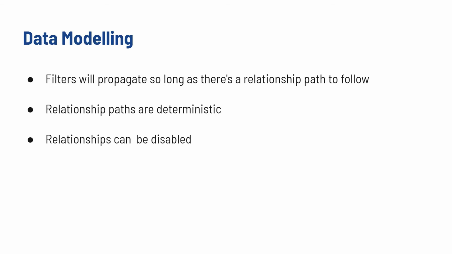Put simply, Power BI relationships propagate filters applied on the columns of model tables to other model tables. Filters will propagate so long as there's a relationship path to follow, which can involve propagation to multiple tables. Relationship paths are deterministic, meaning that filters are always propagated in the same way and without random variation. Relationships can, however, be disabled or have filter context modified by model calculations that use particular DAX functions.